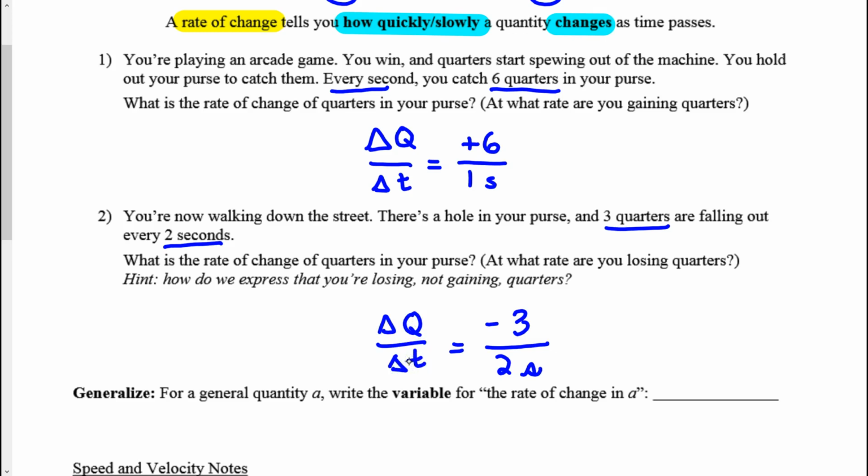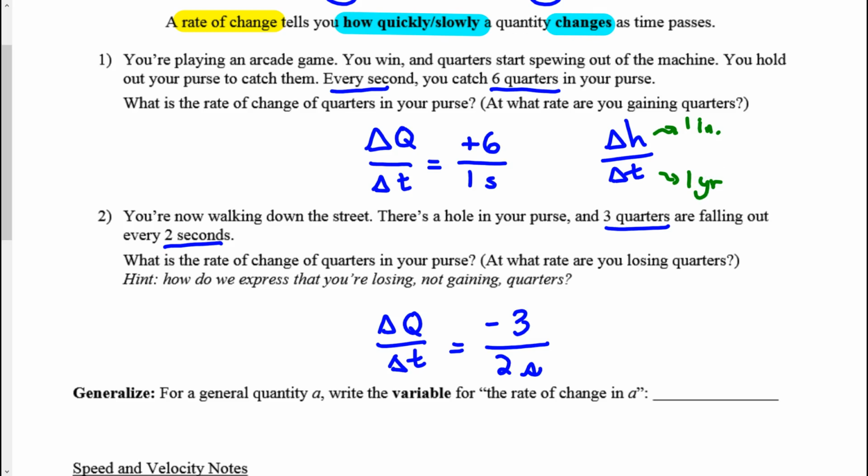If you want to know how quickly my height grows, well, here's how we would put that into a variable. I would take the change in height, and if I want to make it a rate, I divide by how long it took for the change to occur. So maybe I grow 1 inch every 1 year.